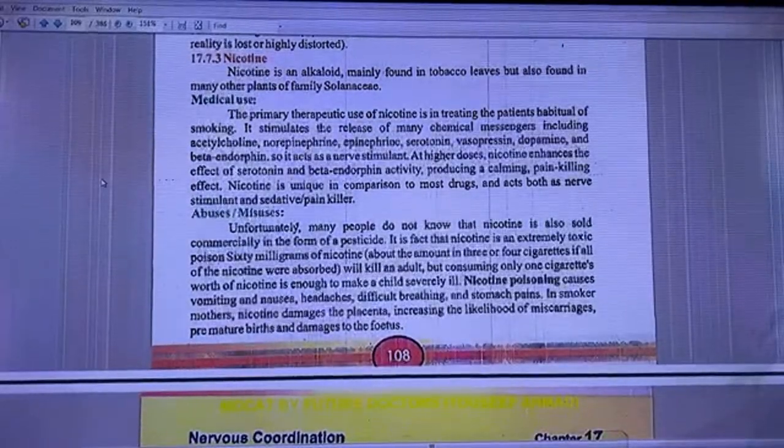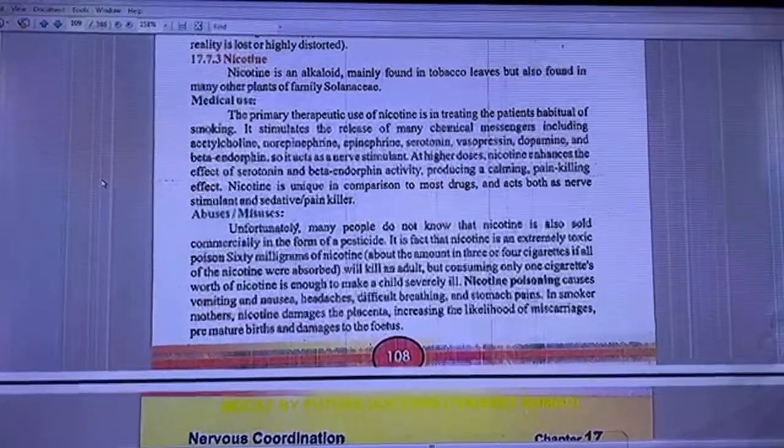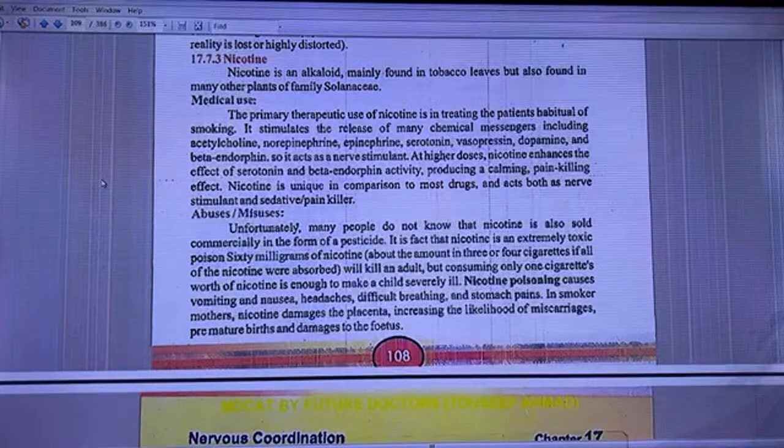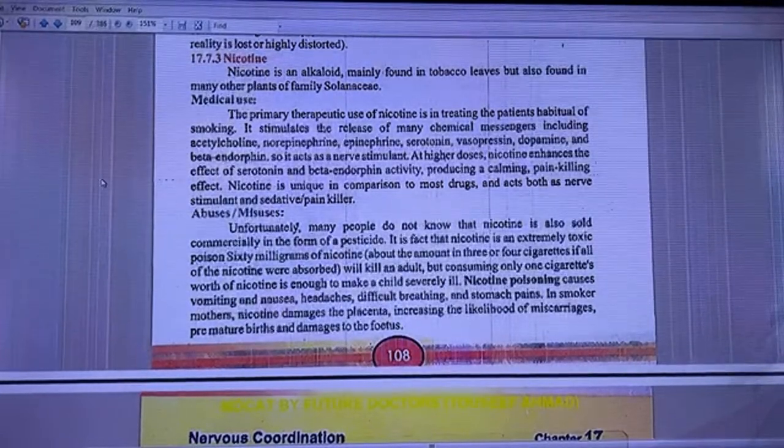Misuses. Unfortunately, many people do not know that nicotine is also sold commercially in the form of pesticide. It is a fact that nicotine is an extremely toxic poison. 60 milligrams of nicotine, about the amount in 3 or 4 cigarettes, if all of the nicotine were absorbed, will kill an adult. But consuming only one cigarette worth of nicotine is enough to make a child severely ill.